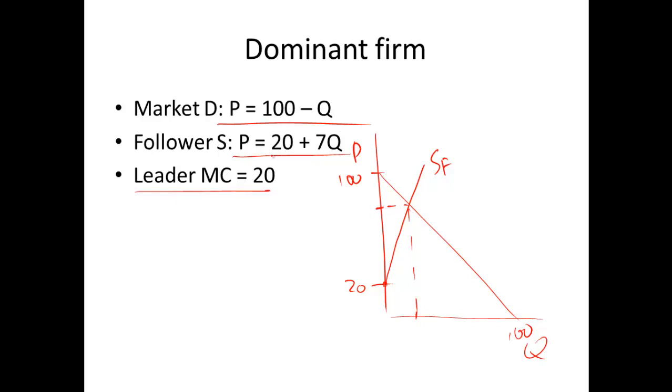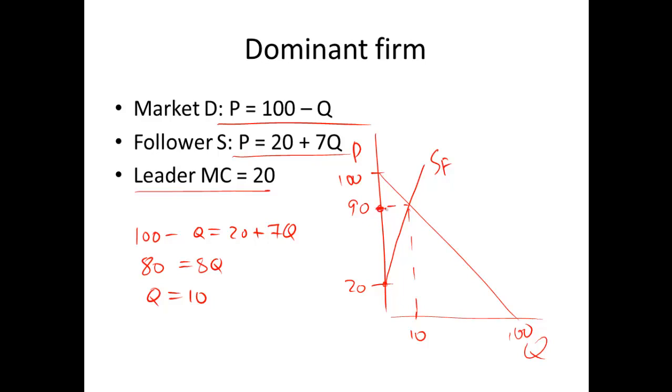So let's solve market demand and follower supply together. 100 minus Q equals 20 plus 7Q. So that's 100 minus 20 is 80 equals Q plus 7Q, 8Q, or of course Q equals 10. Now if we go up to the demand curve and ask what price is at the quantity 10 on the market demand curve, well, P equals 100 minus 10, that's 90. So we just found that the intercept of the leader demand curve is 90.